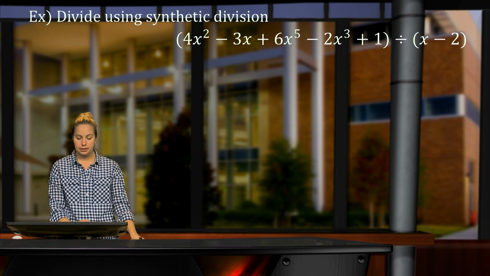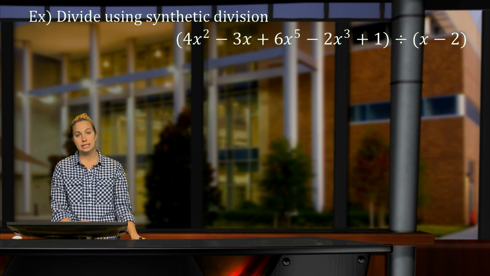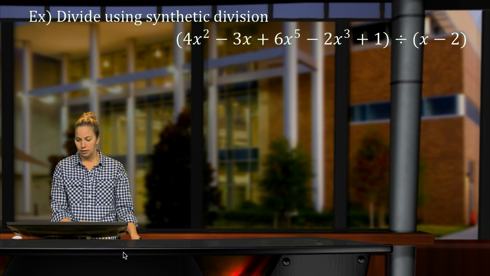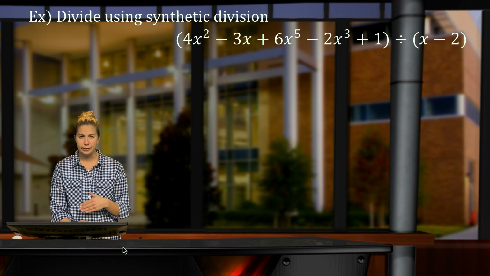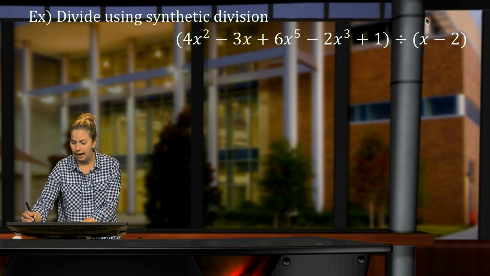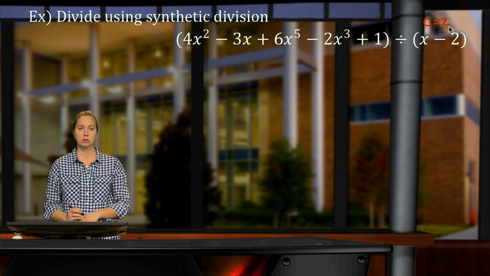4x squared minus 3x plus 6x to the 5th minus 2x cubed plus 1, divided by x minus 2. The first thing I want to check, can I use synthetic division? Absolutely, I've got that naked x. And c is equal to positive 2.